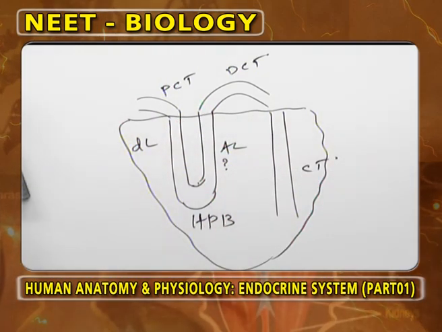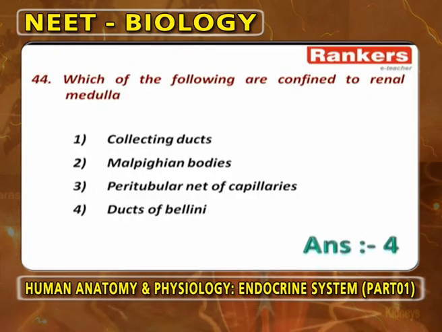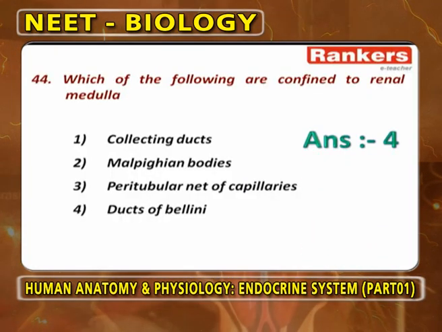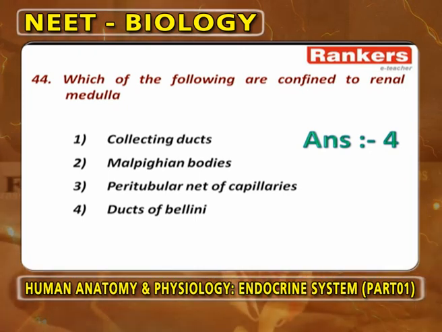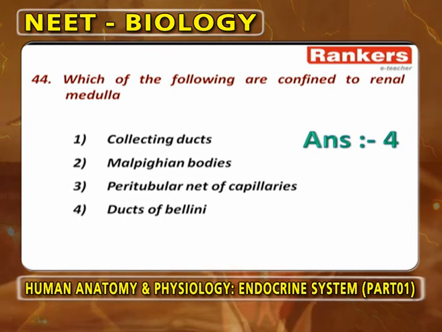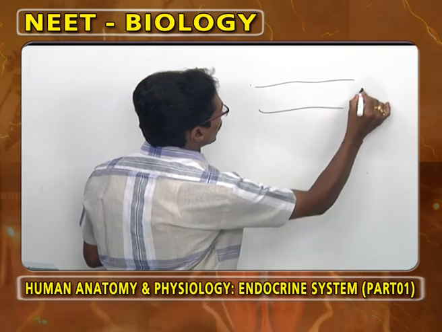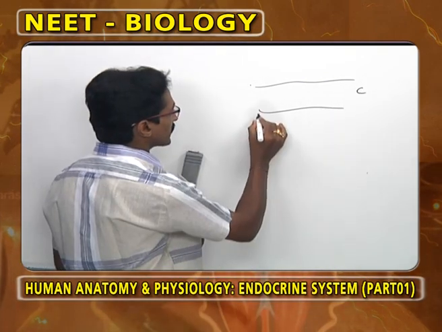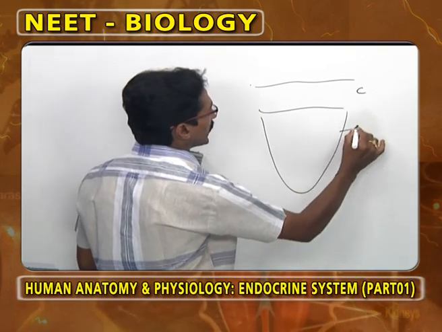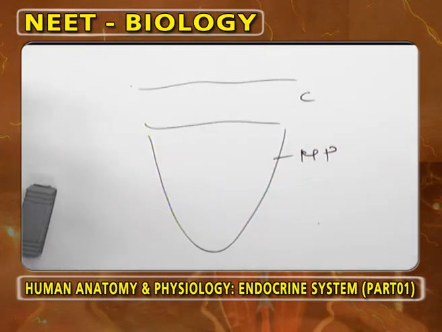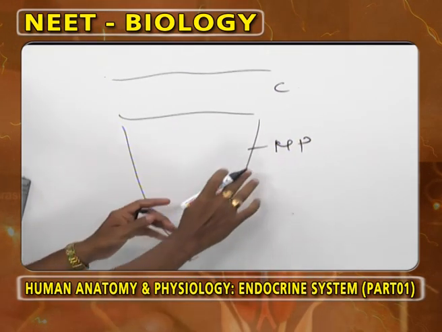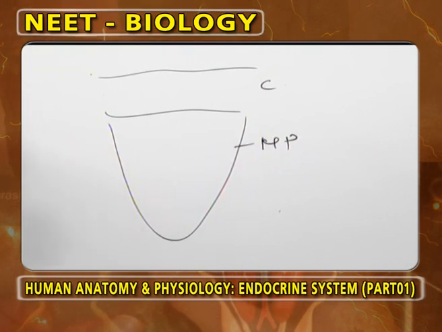Now we go for the next question. Which of the following are confined to renal medulla? Now you have to observe this part, we call it the cortex. C means cortex, and this one we call the medullary pyramid. The medulla is arranged in the form of medullary pyramid.